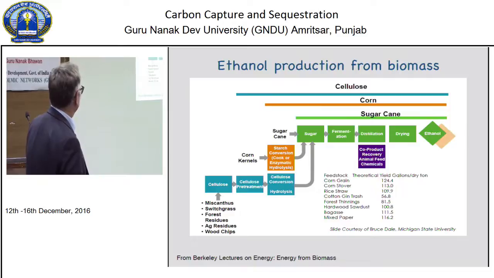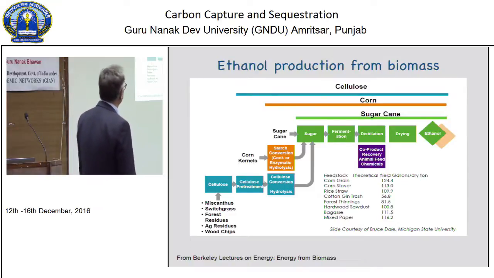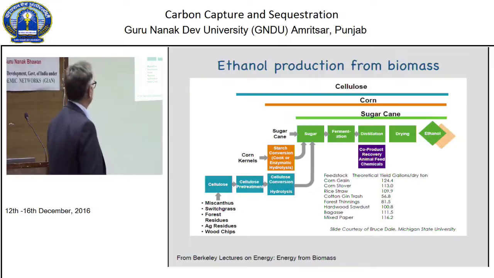Forest residues, wood chips, and so forth. There's the treatment. There's a hydrolysis. You get the sugar, conduct fermentation, do distillation, dry it, and you produce your ethanol. And sugarcane, corn, and cellulose are the possible resources. So that's a possibility. It looks like a way to introduce fuels.